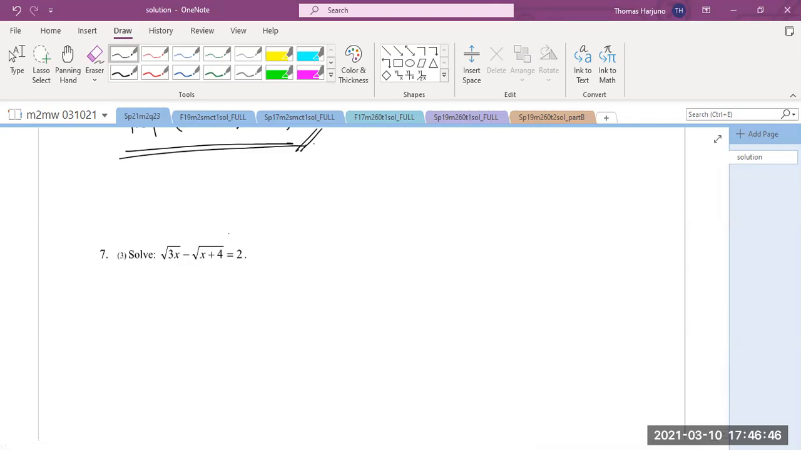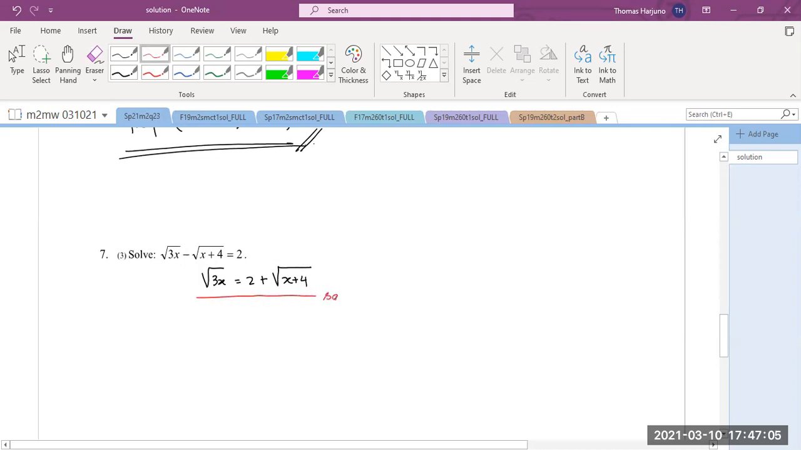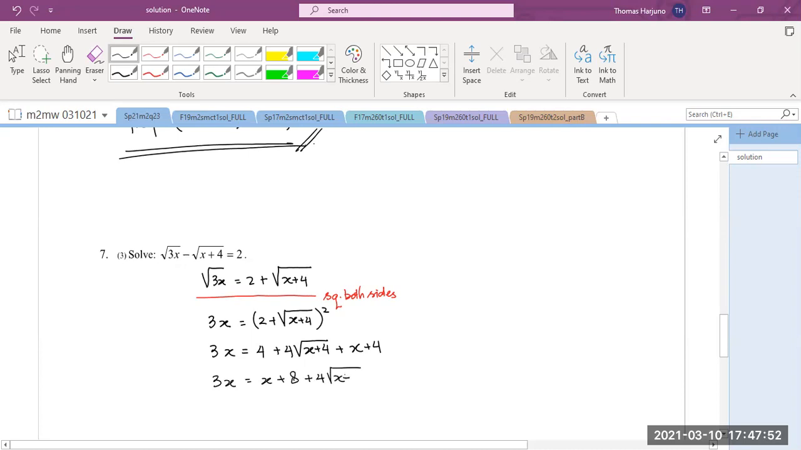Square root of this minus square root of that equals 2. Let me move square root of x plus 4 to the other side. So 2 plus square root of x plus 4. And then I square both sides. So on the left-hand side, it becomes only 3x without radical. The right-hand side is 2 plus square root of x plus 4, squared, which will give us 4 plus 4 square root of x plus 4 plus x plus 4. So 3x equals x plus 8 plus 4 square root of x plus 4.